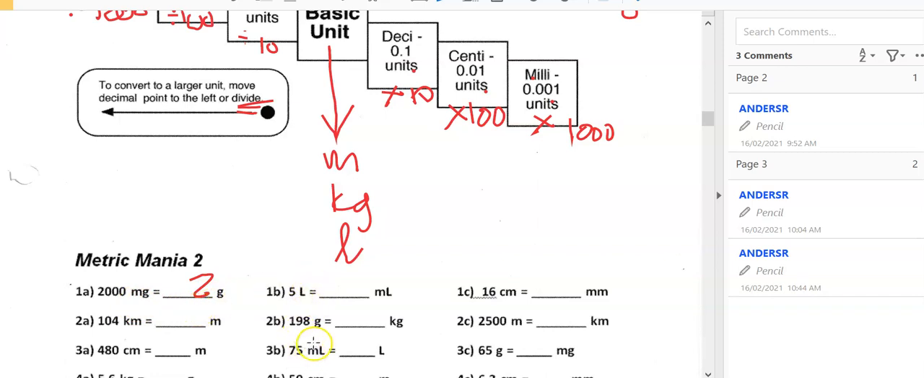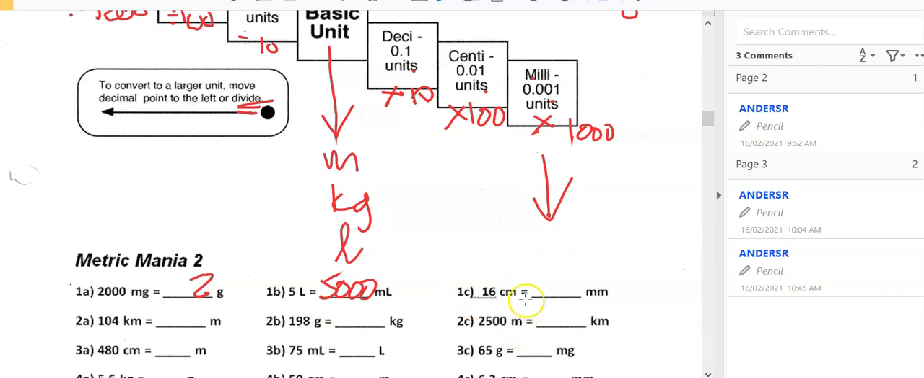And you do the same for liters. To go from liters to milliliters, we're going from a bigger unit to a smaller unit. We're going from liters to milliliters there. Okay, so we must multiply by 1,000. So 5 liters is 5,000 milliliters.